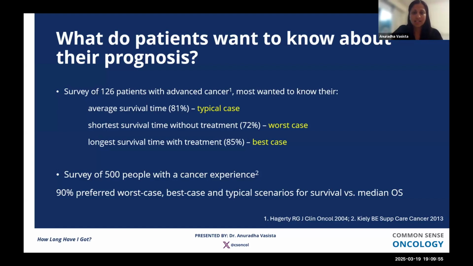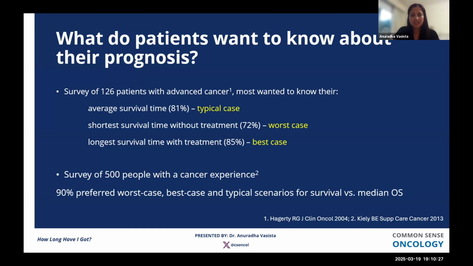So looking at the data in a couple of studies, an older study done over 20 years ago surveyed over 100 patients with advanced cancer. At that time, most people wanted to know their average survival time, which is, I guess, the typical case, or the shortest survival time without treatment, the worst case scenario, or the longest survival time with treatment, otherwise known as the best case scenario.